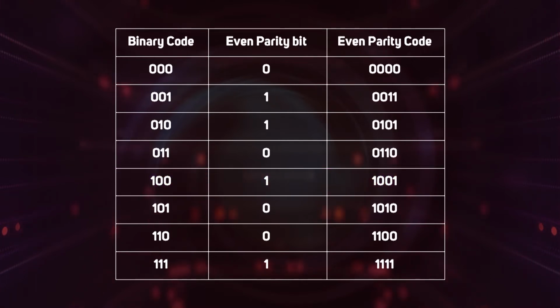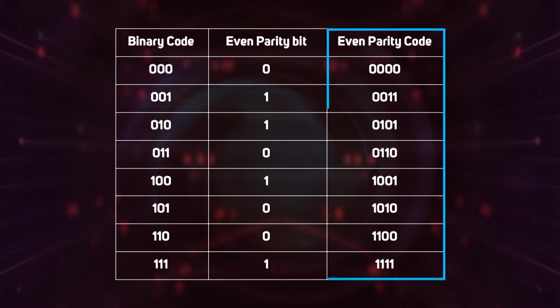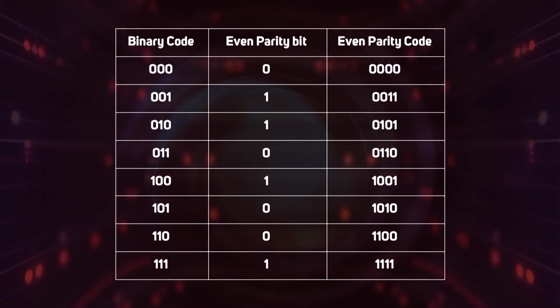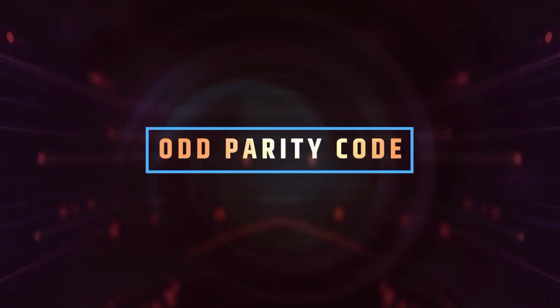When you observe closely, you can see that the number of ones in this 4-bit even parity code is always 0 or 2 or 4. So, when you receive a coded data, if the number of ones is not 0 or 2 or 4, then it is sure that some error has occurred. Though you are able to detect the presence of errors, here we will not be able to locate the erroneous bit positions. The next, odd parity code.